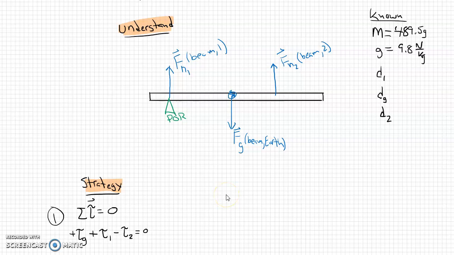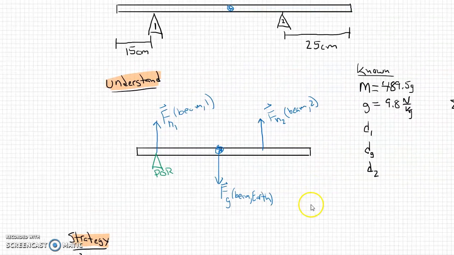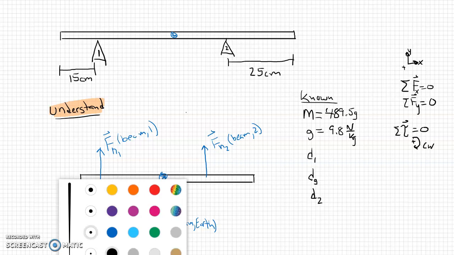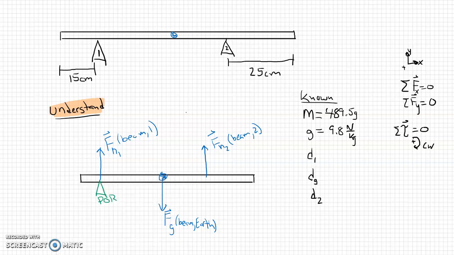Now again, it is key that we understand that these distances are measured from this point of rotation. So we notice here that the distance for 1 is in fact 0 meters because it is directly at this point right here.